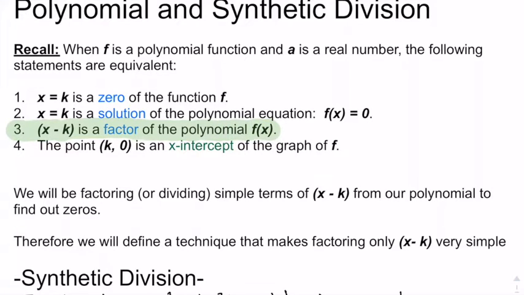So remember, if we have a zero of a function, this means that it's a solution to the polynomial equation f of x equals 0, and we're able to factor out x minus k from our polynomial and end up with something simpler. So we'll be dividing a lot of polynomials by these nice x minus k terms, for some number k, and we'll be making them simpler. So we've come up with a technique that makes factoring only x minus k type terms very, very simple. So let's look at it.